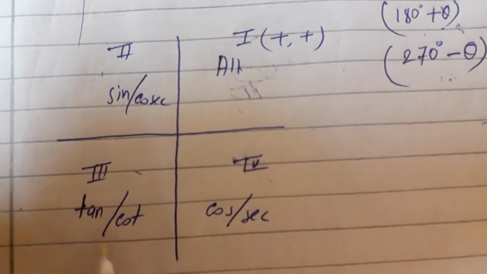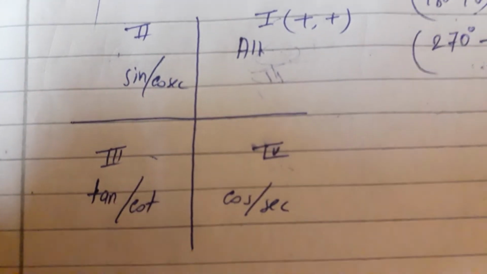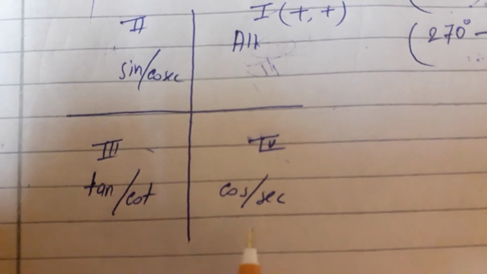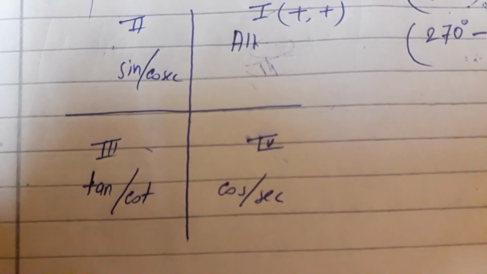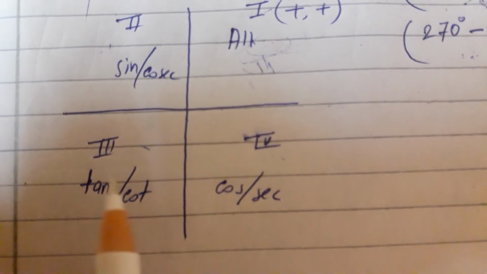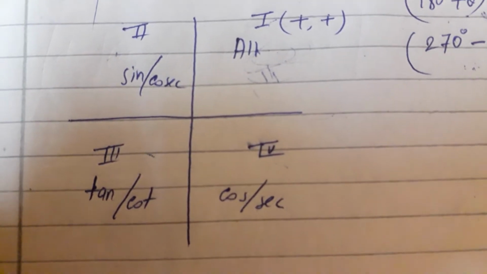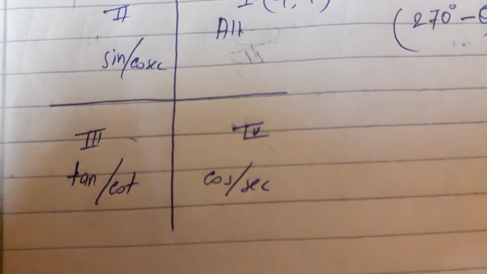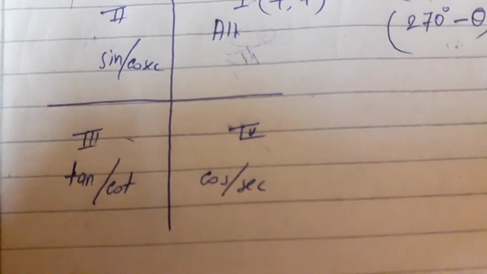Okay, now see, the third quadrant is the quadrant of the tan function. So only tan and reciprocal of tan, that is cot, will be positive here. If other angles fall on this third quadrant, then the function will become negative.